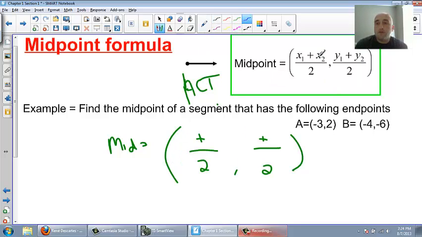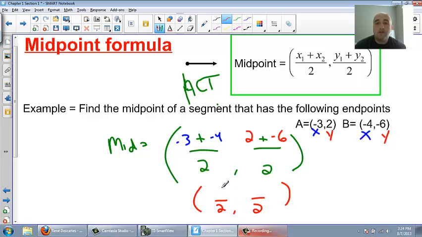So first thing we're going to do is add our x's together. So our x's are -3 and -4. So we're going to add -3 plus -4. And it does not matter what order you put those in because you're adding them together. And our y values are 2 and -6. So we're going to add those together. So 2 plus -6. So finishing up below, divide by 2, divide by 2.